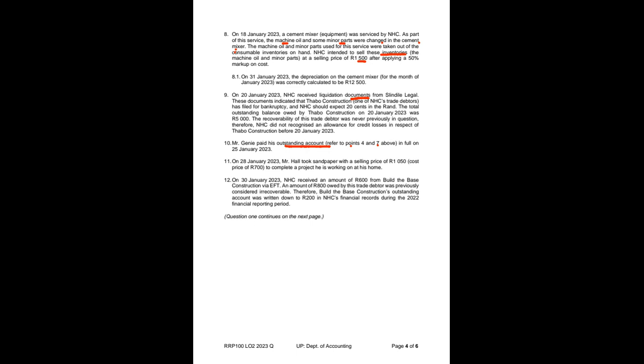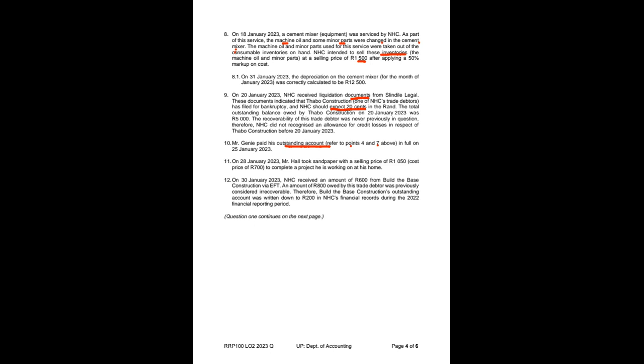That means in every rand that they owe us, we should only expect that they're going to pay us 20 cents out of that rand. So 80 cents they're not going to pay us. That's basically what we're reading. Okay. It then says the outstanding balance owed by Tabu Construction on the 20th of January was 5,000 Rand. The recoverability of this debtor was never in question in the past. Therefore, we did not raise an allowance for credit losses for this specific debtor, right?